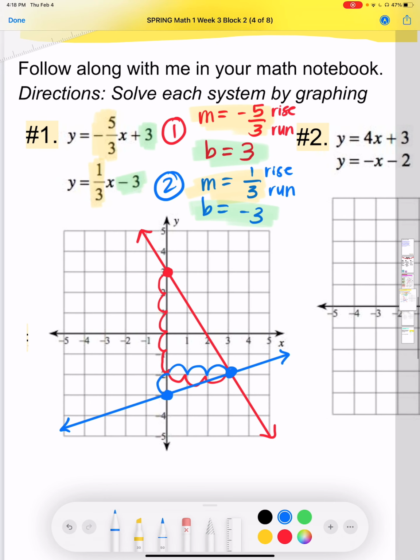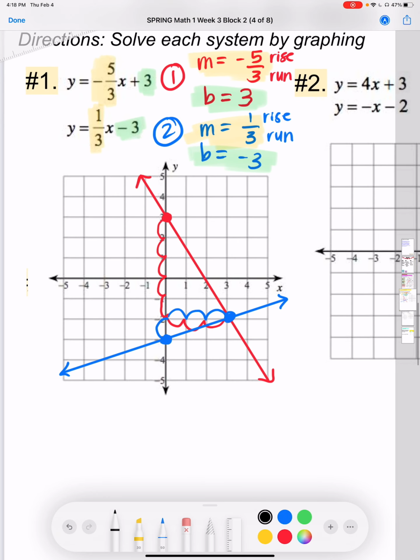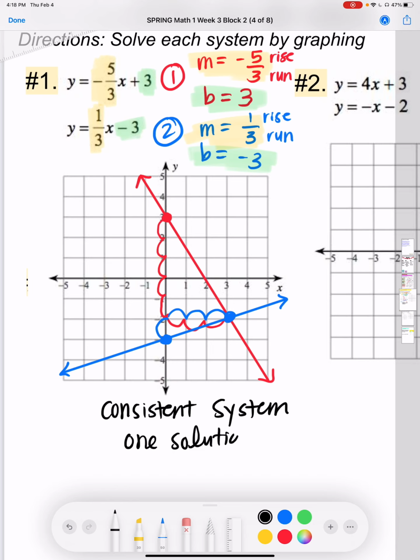And you could see that my lines do intersect. And because they intersect, this is a consistent system. They intersect, so it's consistent. And I have one solution because they intersect once. This point right here is my solution, so I'm just going to write the coordinates for it. The coordinates for it are 3, -2.